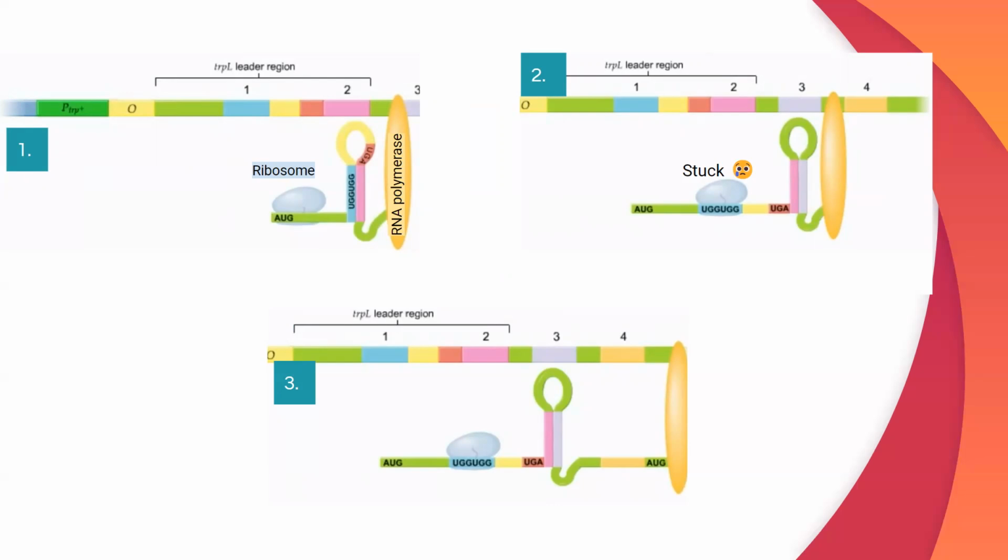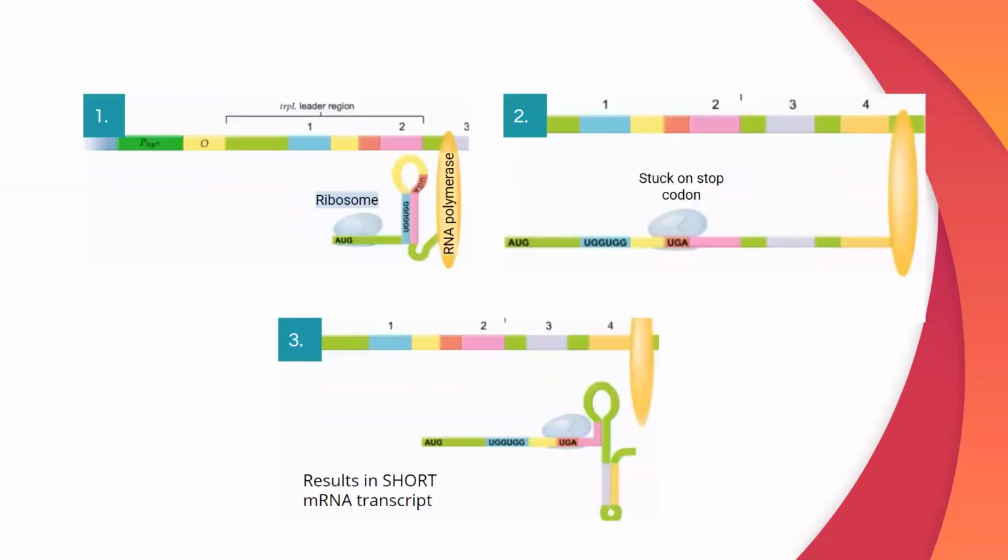So then the 2-3 hairpin will form because our region 2 will be made, our region 3 will be made, and they'll be available to go together. But in this case, we don't have that hairpin form because we have our tryptophan paused on our stop codon. So then we end up with 3-4. Okay, is everybody okay with that?